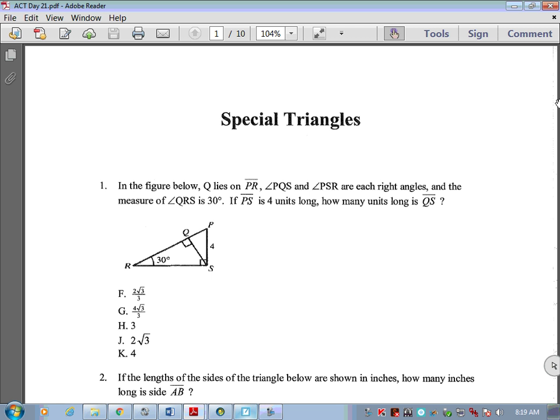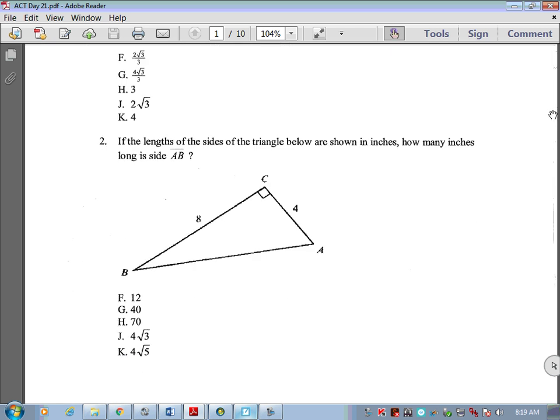Okay, so in our special triangles, I'm going to go through this number by number, letter by letter. So number 1 is J, 2 radical 3. A lot of these are repeats from the other packet, right? So hopefully that should cut down quite a bit on questions we need to go over. Number 2 is K, 4 radical 5.